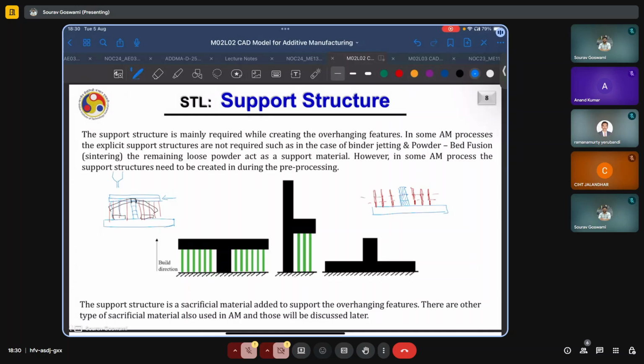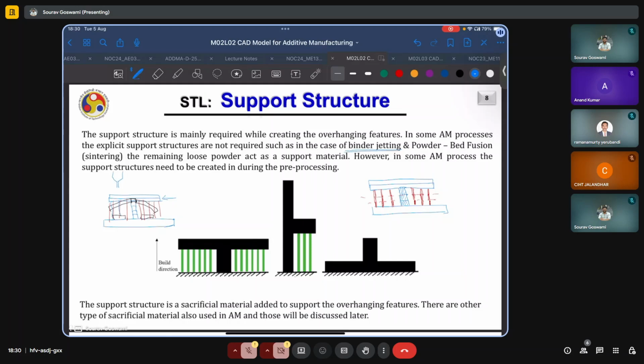Now that you have the support structures in place, you can actually print the large overhanging features. Of course, this is just a gross simplification, but you get the principle. Now, in some AM processes, such explicit support structures may not be required. And two such processes are binder jetting, where, as we remember, we have a container or a vat full of powder, and we are selectively dispensing the binder droplets in the regions which we want to harden.